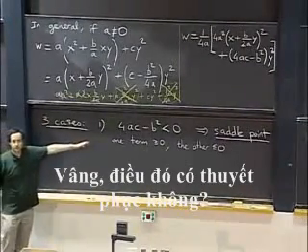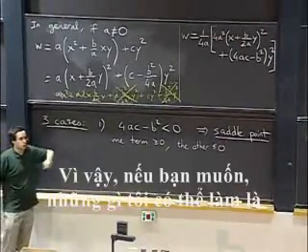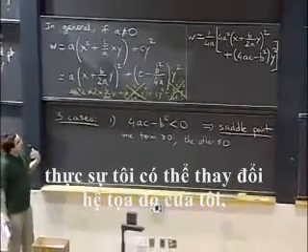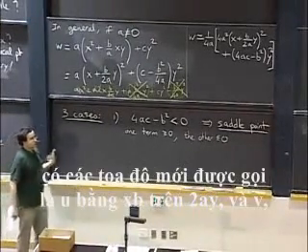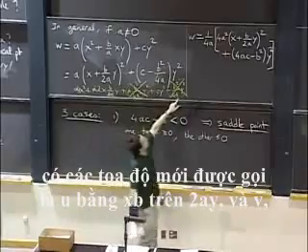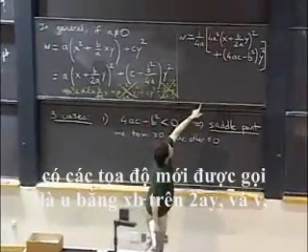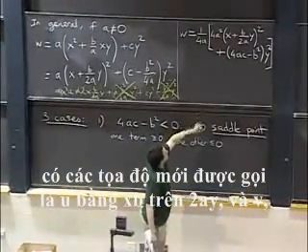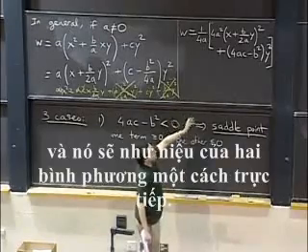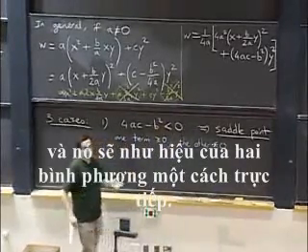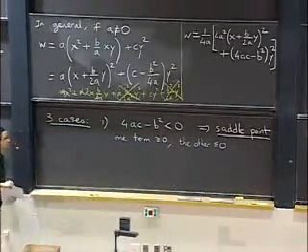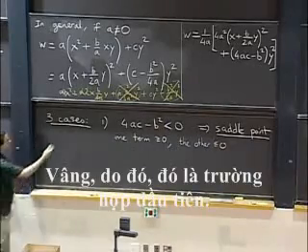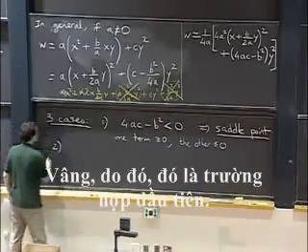Okay, is that convincing? If you want, I could change my coordinates and have new coordinates, say u equals x plus b over 2a y, and I could keep y, and then it would look like a difference of squares directly. Okay, so that's the first case.